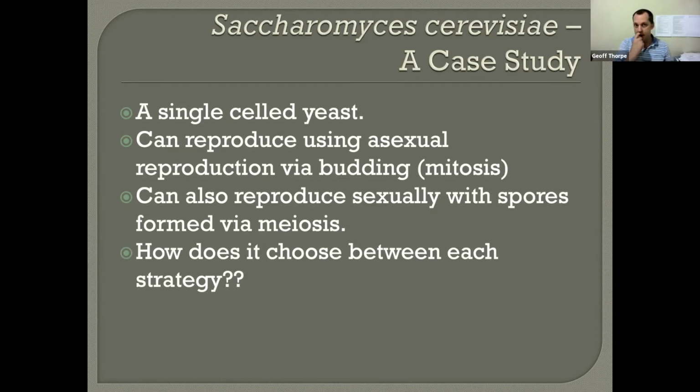This is a bonus. Okay, so Saccharomyces cerevisiae, it's a single-celled yeast. Now, it can reproduce using asexual reproduction via budding, but it can also reproduce sexually with spores formed via meiosis. So one of the obvious questions that comes from that is, how does it choose between each strategy? Is it random, or is there some sense or driving force to it if it can use any one of two methods?